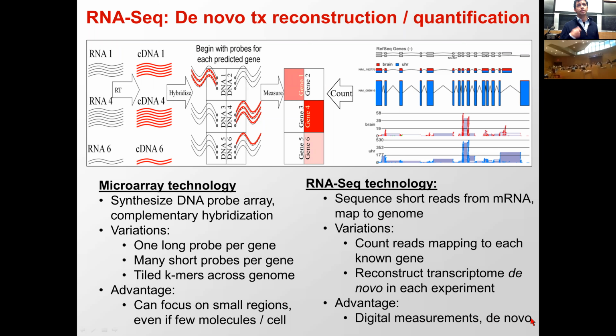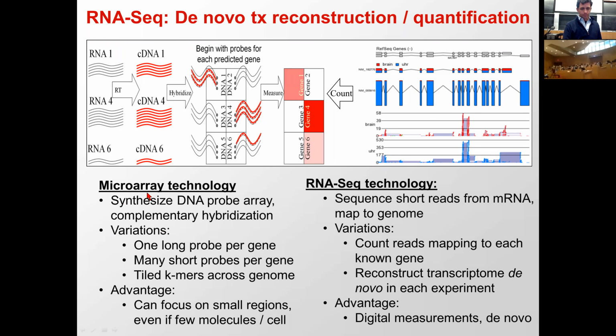So you can basically simply sequence out whatever RNA is out there, and come back and say, well, yeah, this one I recognize, I've seen before, or this one I don't recognize. It's a new gene, or it's a new transcript. Does that make sense? Everybody with me on the second part of this?